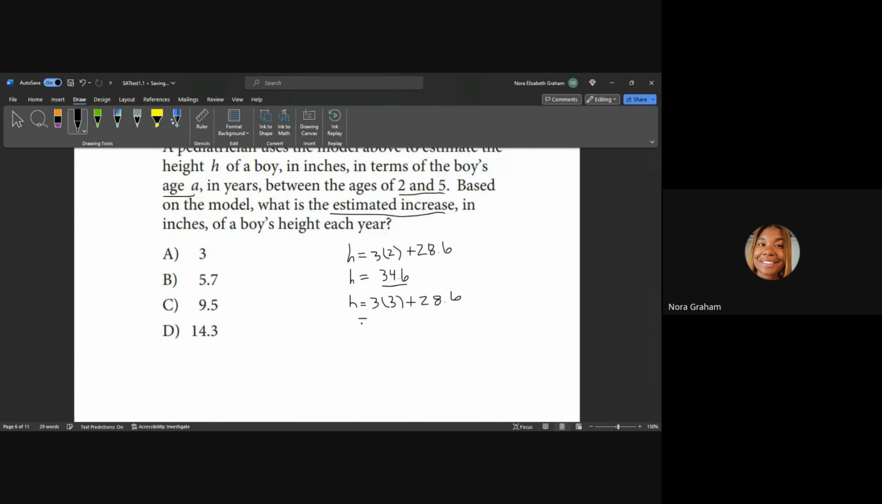That's actually going to give me 9 plus 28.6. All right, and then 9 plus 28.6, that's going to give me 37.6.